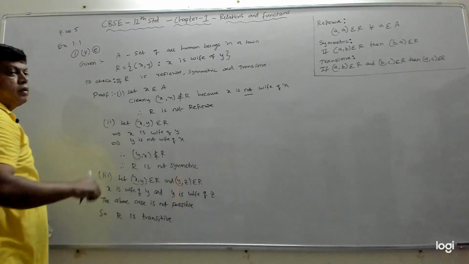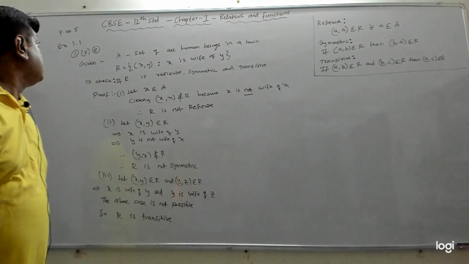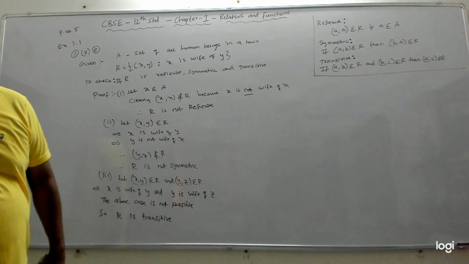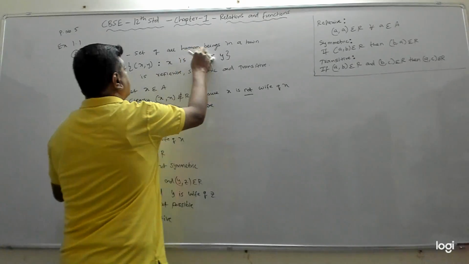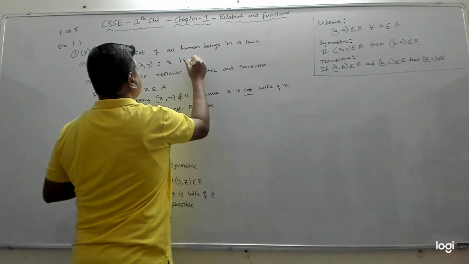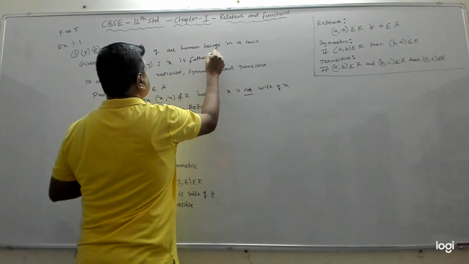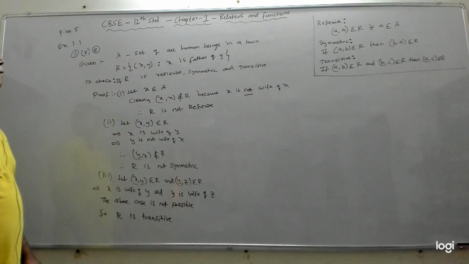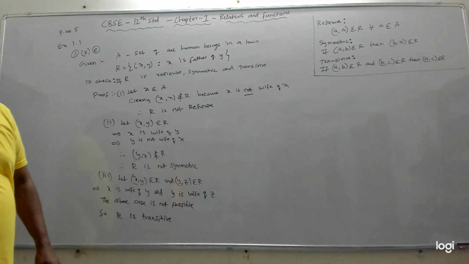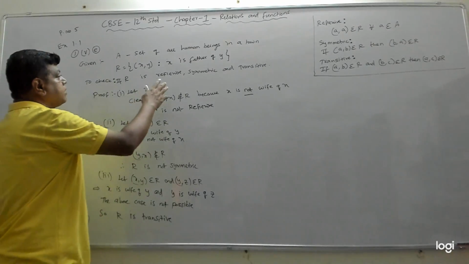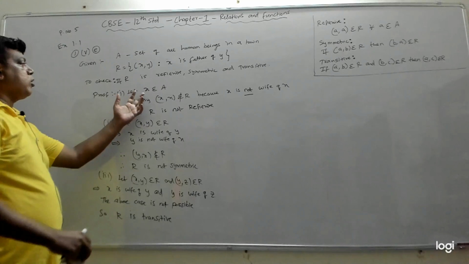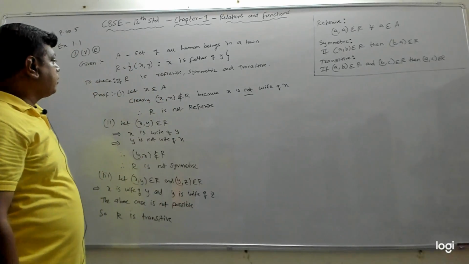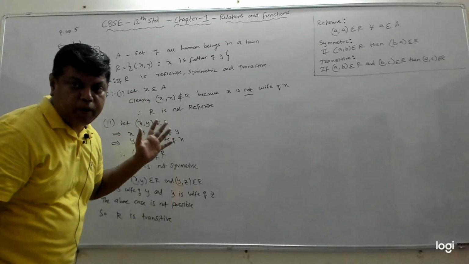E part. In the first problem, E subdivision. A is the set of all human beings, and R is: X is a father of Y. Two people are related, X and Y. If X is a father of Y, we have to check whether it is reflexive, symmetric, and transitive. Now let X belong to A. Same kind of explanation we are going to give to this problem as well.